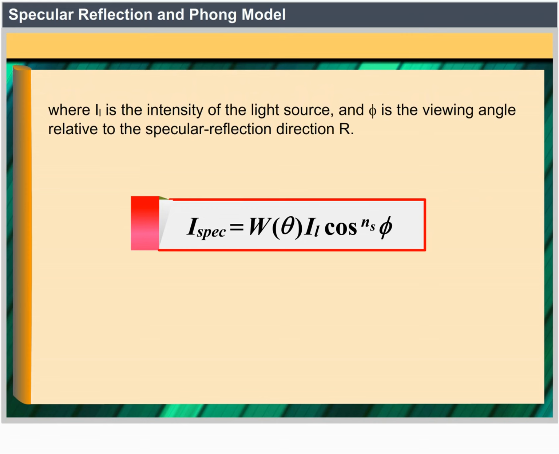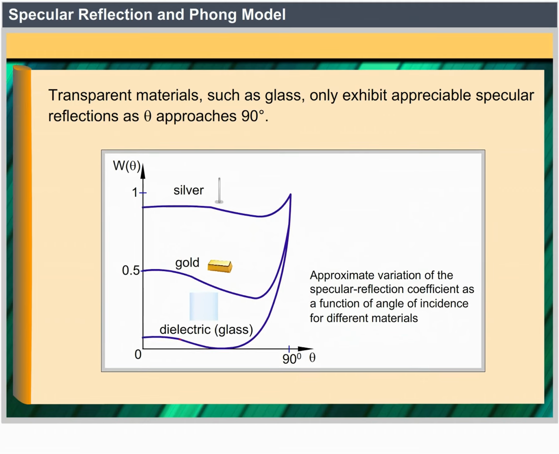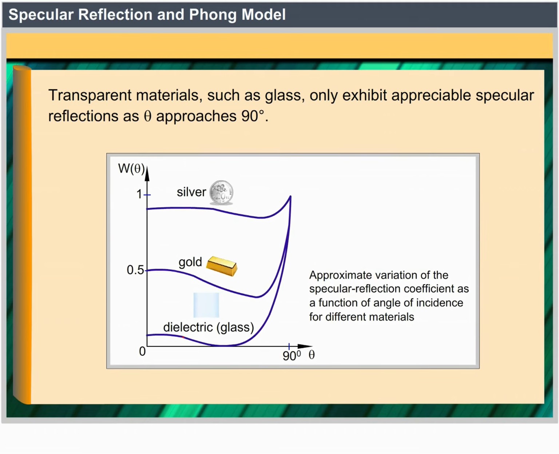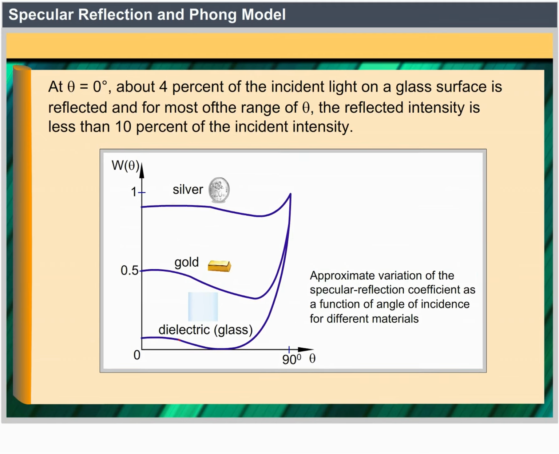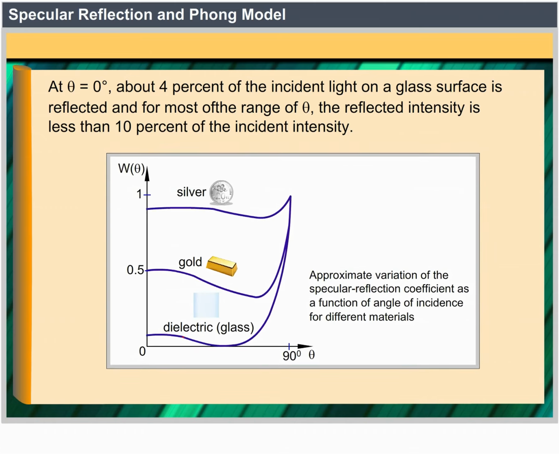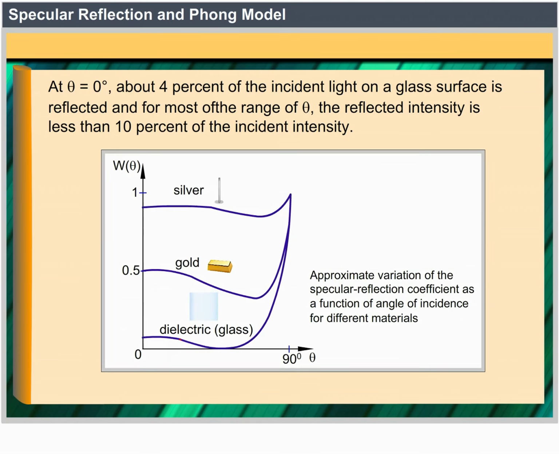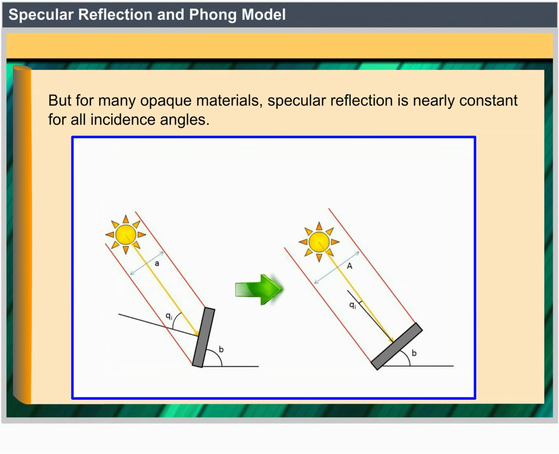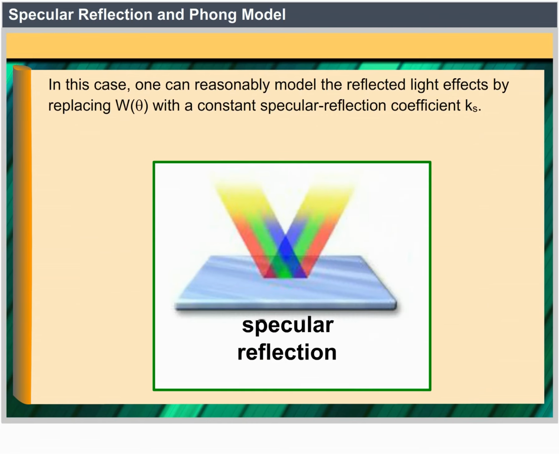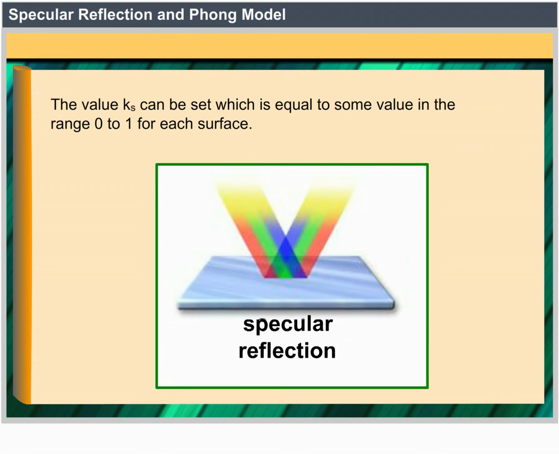Transparent materials such as glass only exhibit appreciable specular reflections as theta approaches 90 degrees. At theta equals 0, about 4% of the incident light on a glass surface is reflected, and for most of the range of theta, the reflected intensity is less than 10% of the incident intensity. But for many opaque materials, specular reflection is nearly constant for all incidence angles. In this case, we can reasonably model the reflected light effects by replacing W(theta) with a constant specular reflection coefficient Ks. We then simply set Ks equal to some value in the range 0 to 1 for each surface.